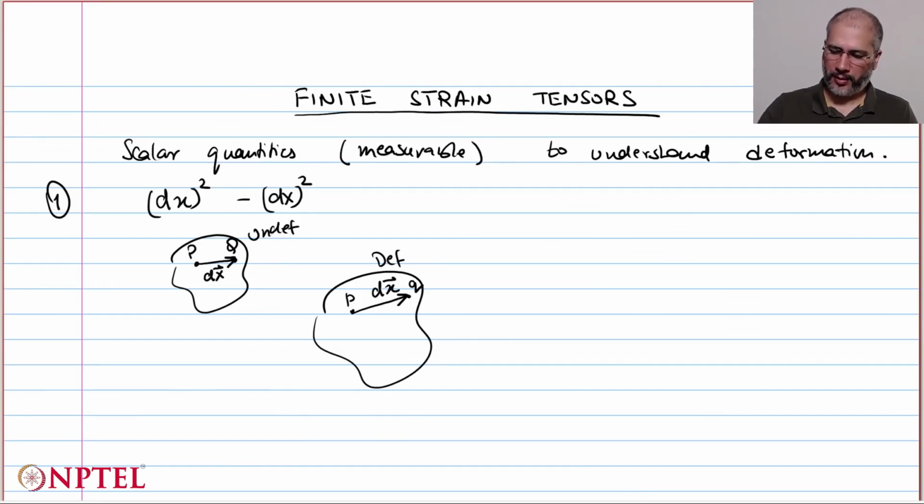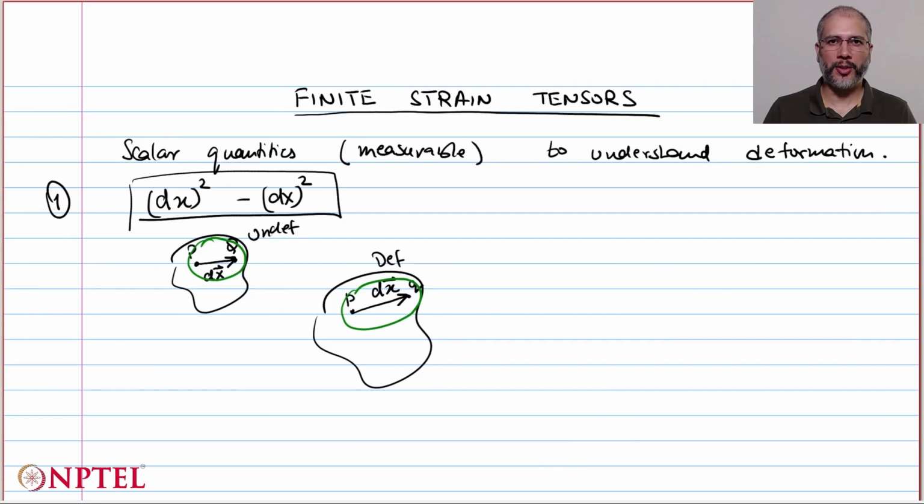So what's happened here is that this d capital X vector, which is a line element in our body, gets deformed to this d small x vector. There is definitely some deformation happening here because we see that this vector does not look exactly the same. What do I mean by not looking exactly the same? We have to define some measures so that we can quantify this similarity or the lack of it. So this quantity d small x squared minus d capital X squared is just one scalar measure of this deformation.